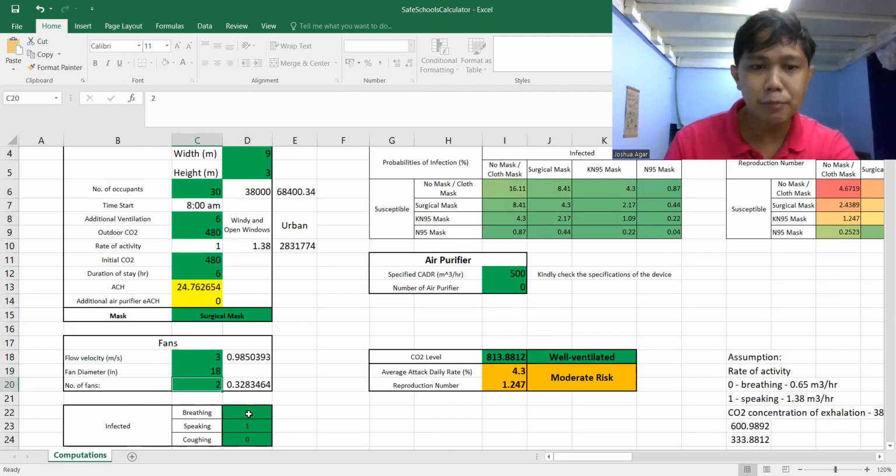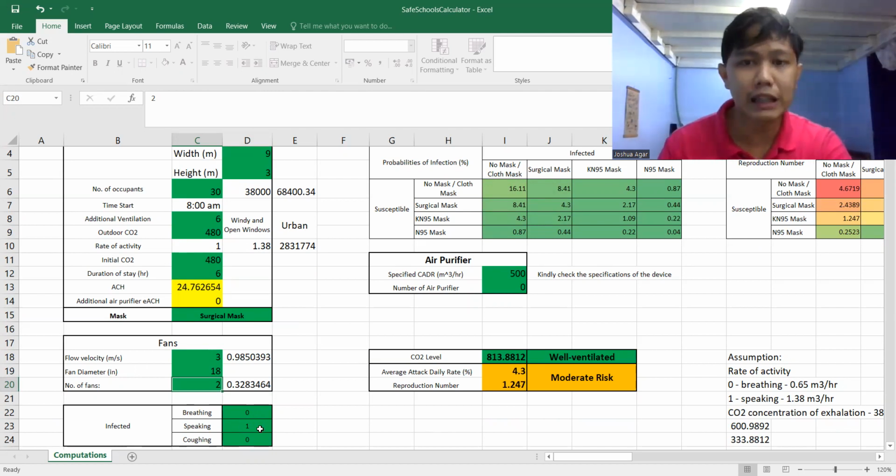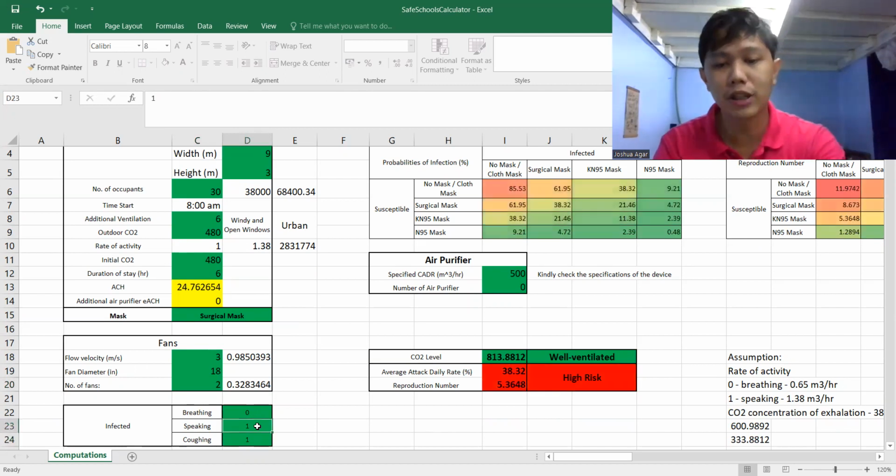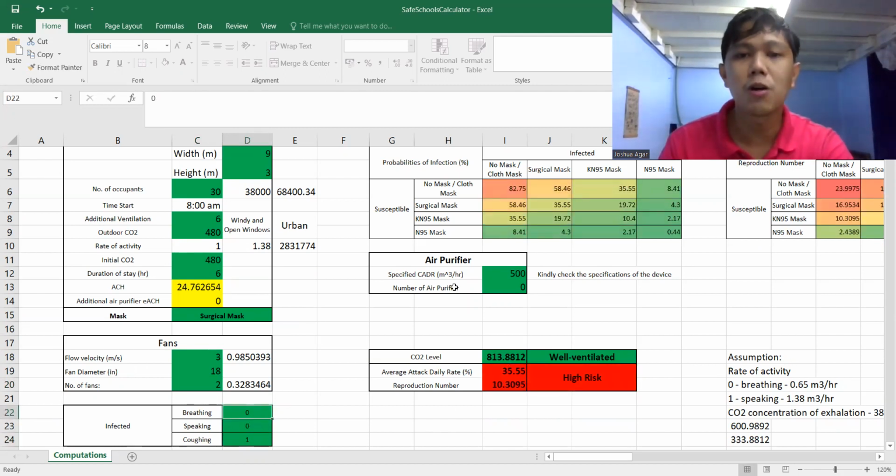Then in the epidemiological perspective, of course, we will be considering certain scenarios. So for example, if the infected person is asymptomatic, so if he or she tends to be speaking only within the classroom, we can indicate that. If there's a symptomatic person there, of course we can indicate that there's coughing and so on.